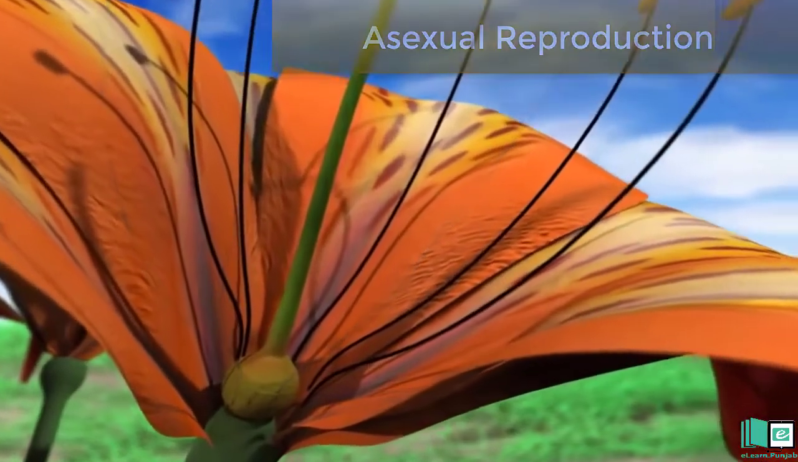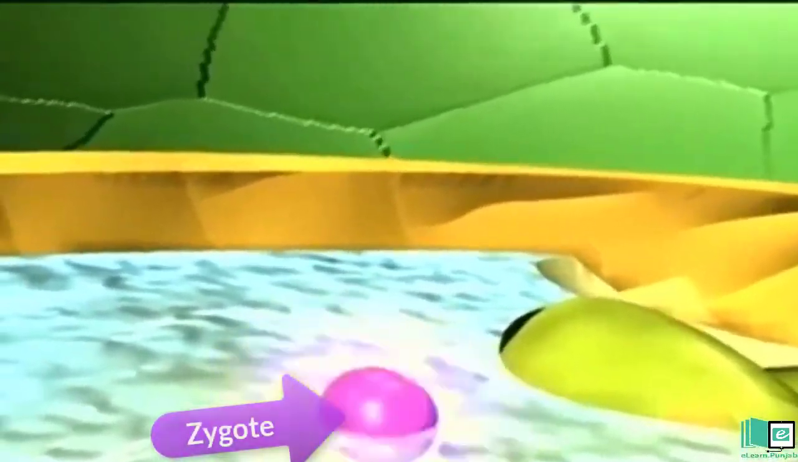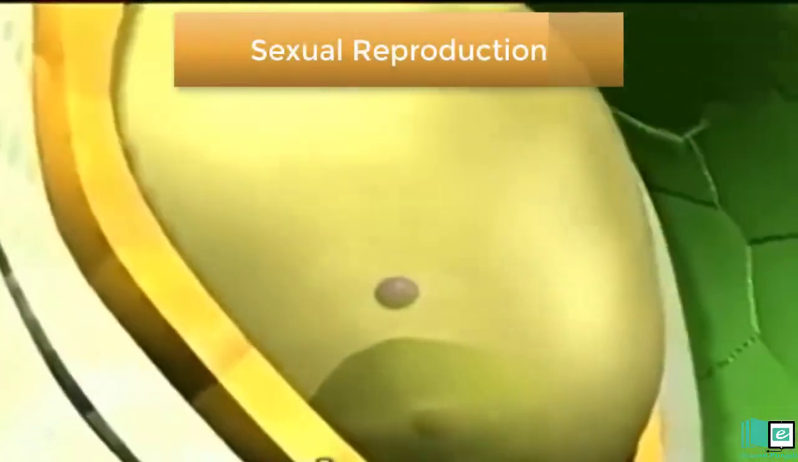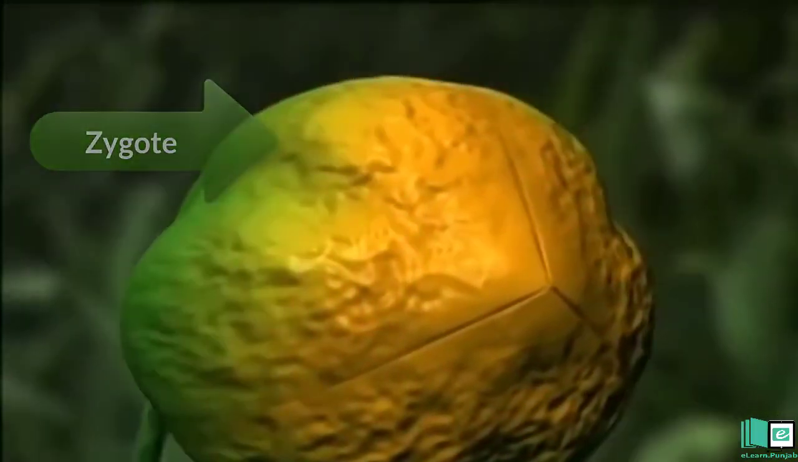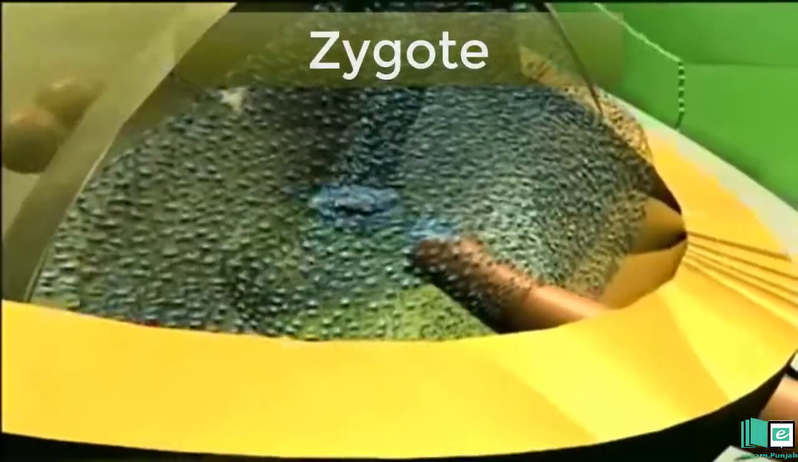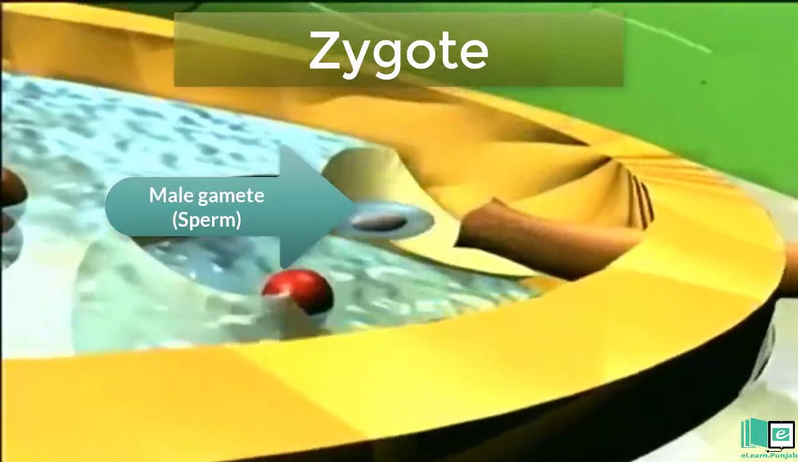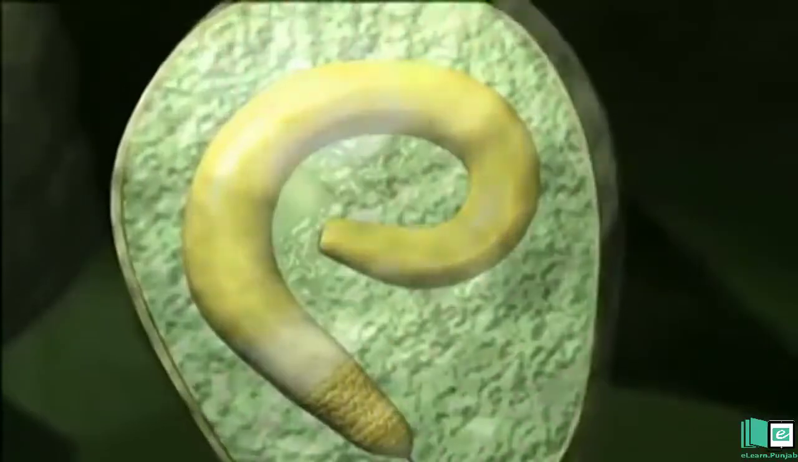When two gametes, one from each parent, combine to form a zygote, the process is called sexual reproduction. Flowers are responsible in plants for sexual reproduction. The zygote formed in this process transforms into seed. A male gamete, sperm, and a female gamete, egg, fuse to form a zygote. Later, the zygote develops into the seed and the seed grows into a new plant.